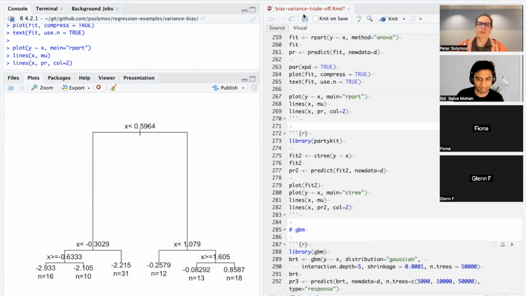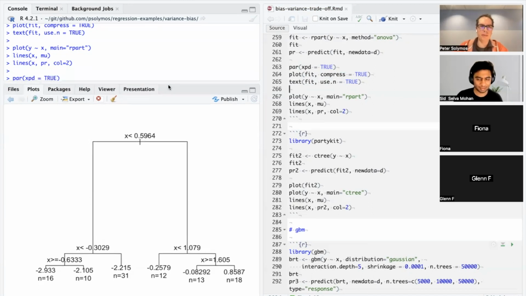Yes. So what you would do to find the optimum is you would have to set some rules of how to do the splitting or how deep you need to go. Okay. So if you set, I think it's called minbucket or something like that in rpart.